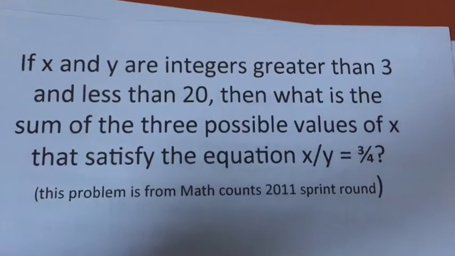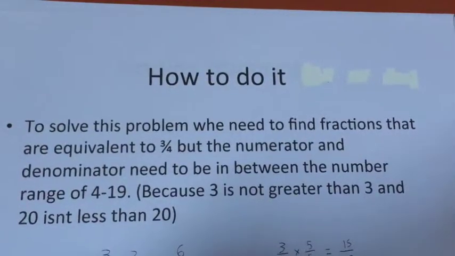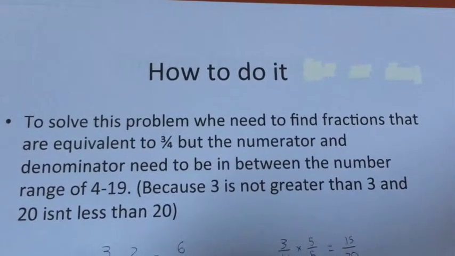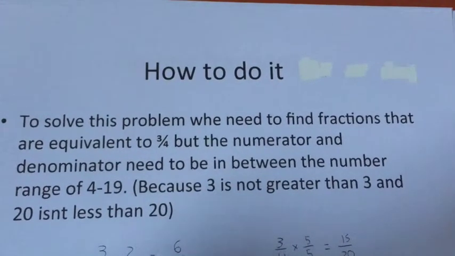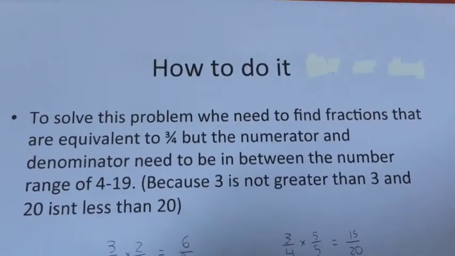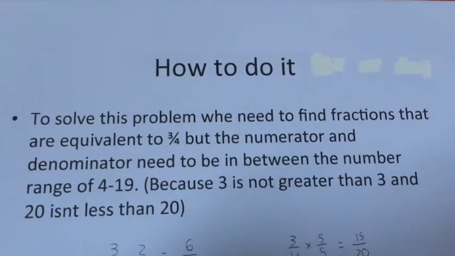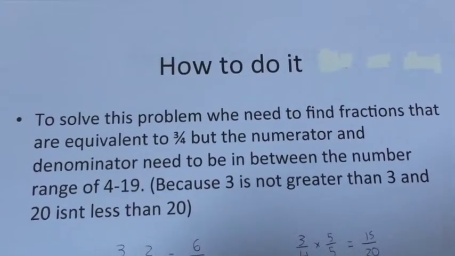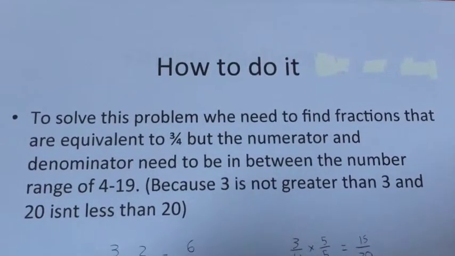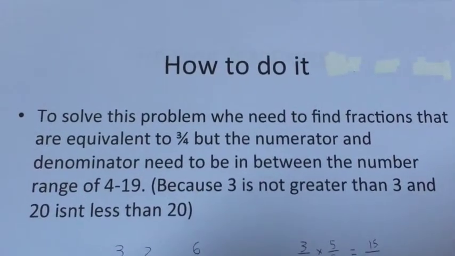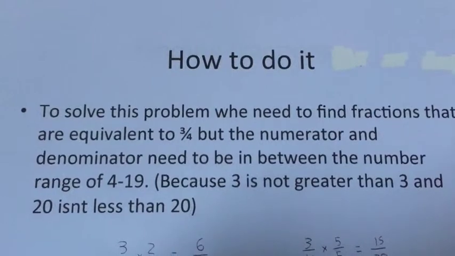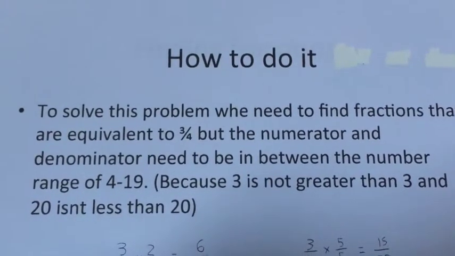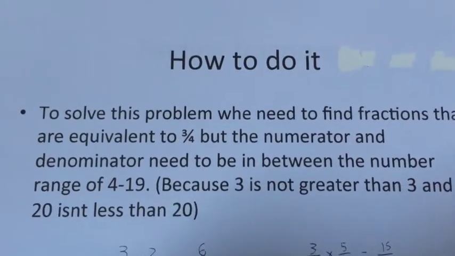So to solve this problem, we need to find fractions that are equivalent to 3 over 4, but the numerator and the denominator need to be in the number range of 4 to 19. It can't be 3, because 3 is not greater than 3, and it can't be 20, because 20 is not less than 20, it is equal to 20.